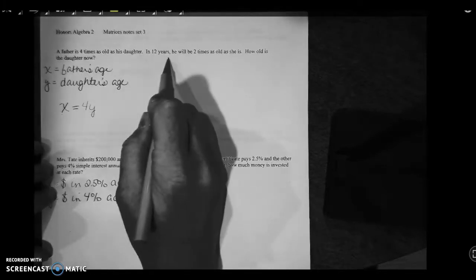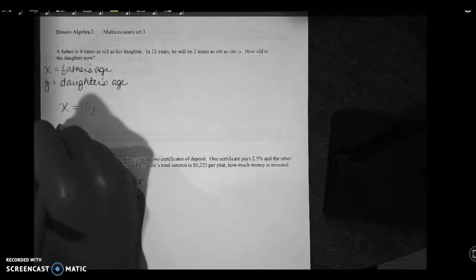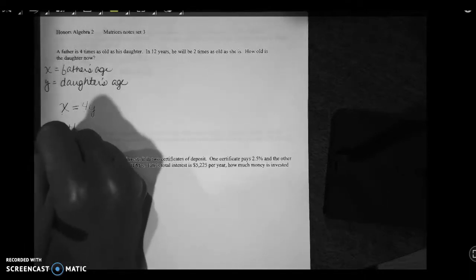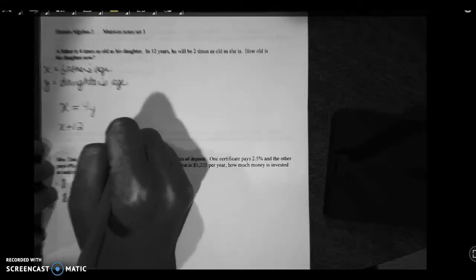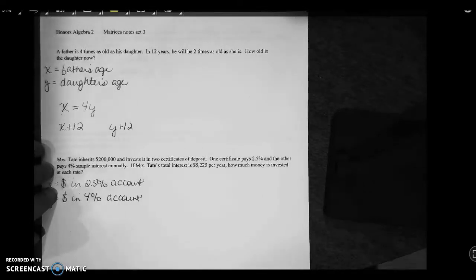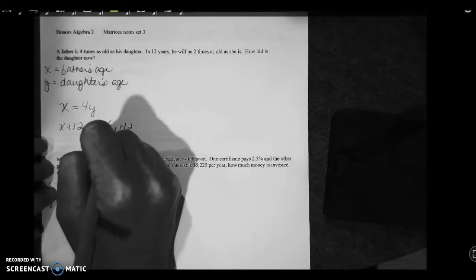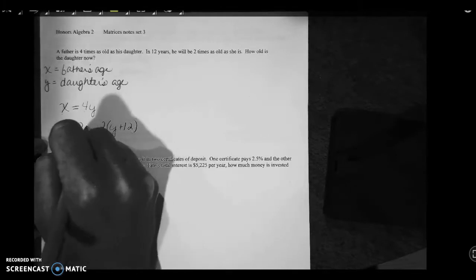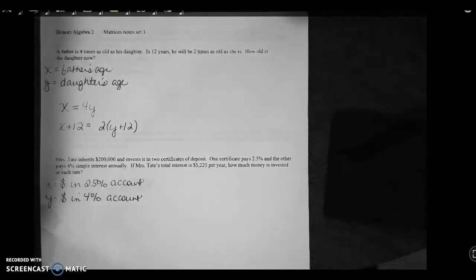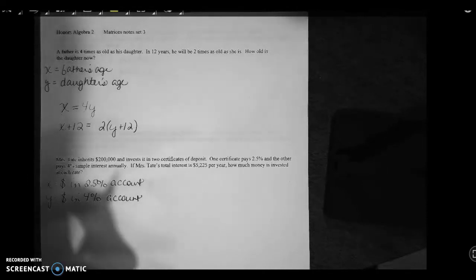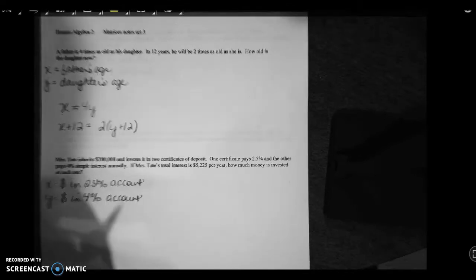In 12 years. So here's what you need to think about. Not only has dad gotten 12 years older, but the daughter is also going to get 12 years older. He's going to be twice as old as she is. So I would take the daughter's age and multiply it by 2, and that's going to equal the dad's age. So I now have created my two equations, and we know we could use substitution, we could use elimination, we could graph and find the intersection point, we could use inverse matrices.